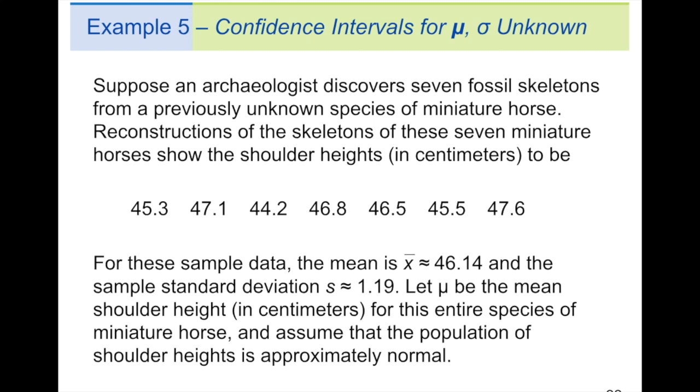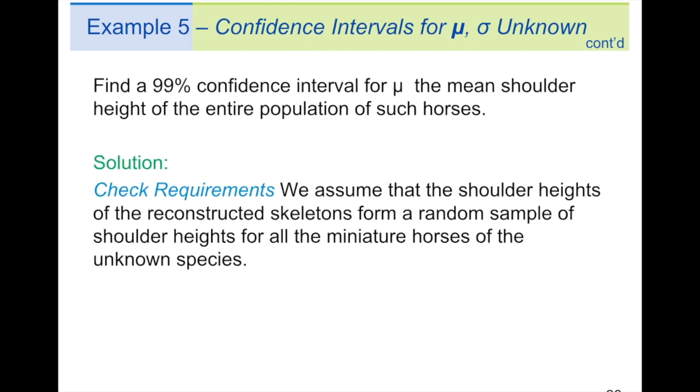For these sample data, the mean x bar is about 46.14, and the sample standard deviation s is about 1.19. Let mu be the mean shoulder height in centimeters for this entire species of miniature horse, and assume that the population of shoulder heights is approximately normal. Find a 99% confidence interval for mu, the mean shoulder height of the entire population of such horses.